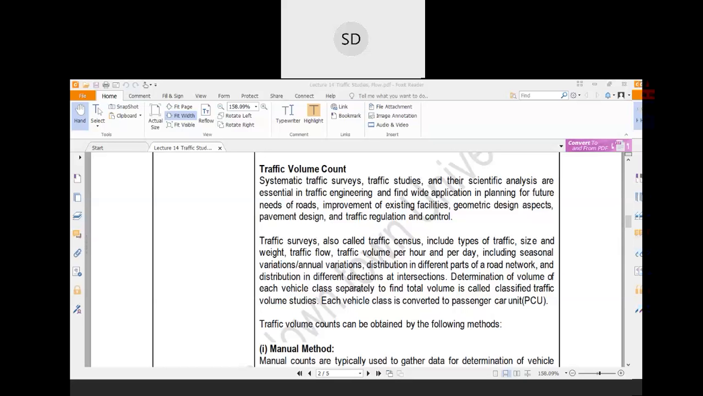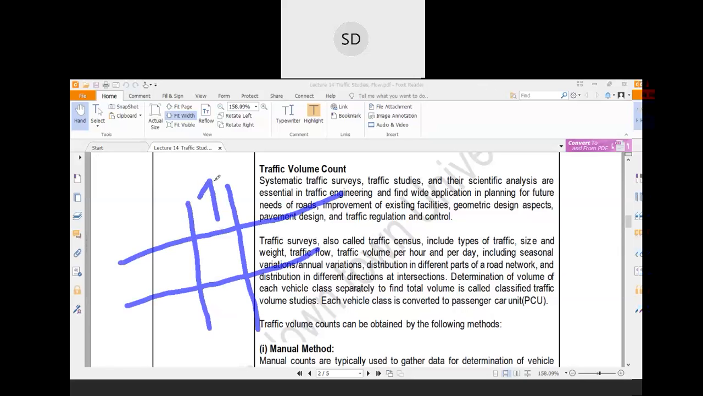Suppose one intersection is there. In the intersection, how many vehicles are going in one direction, how many vehicles are going in the other direction. That is the directional movement of the traffic into different directions or different locations.